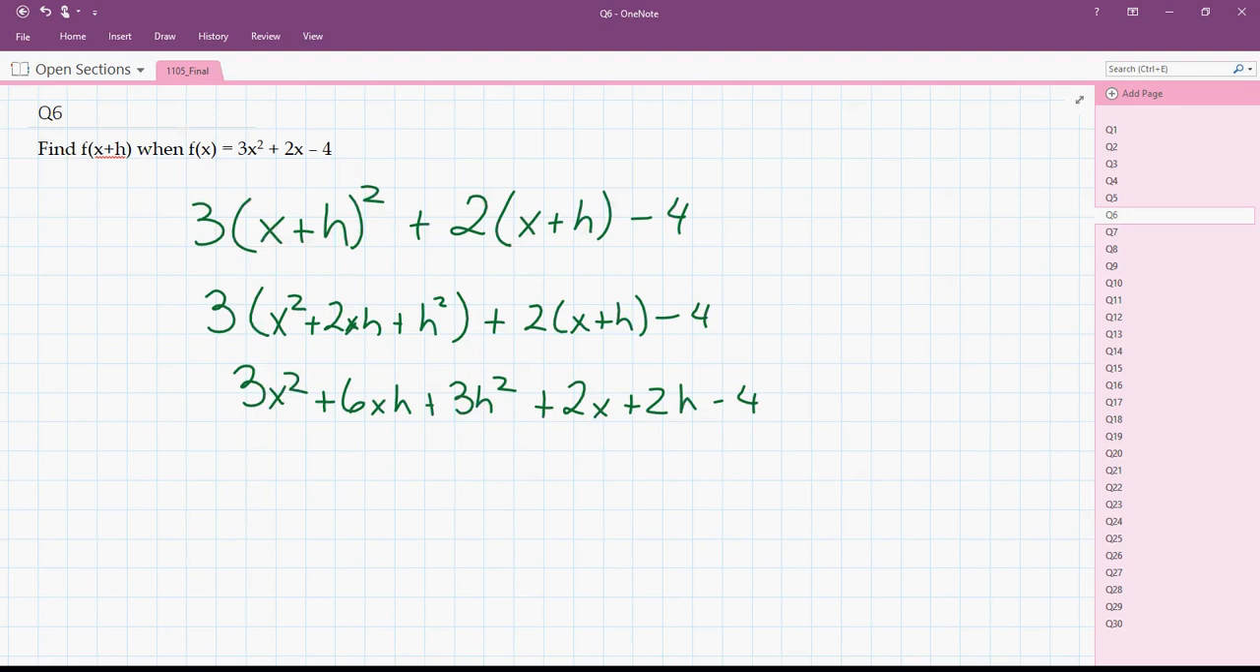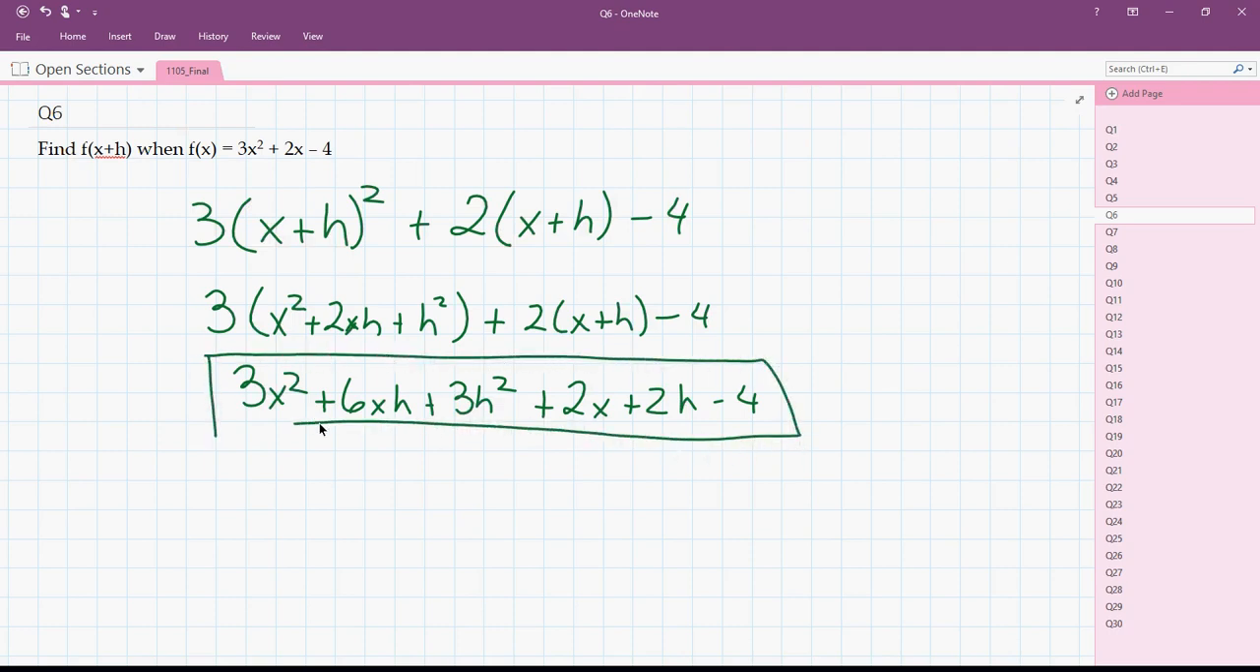So then we try to see if we can do any simplifications. The only real simplifications we can do are if the terms have the same exponents. And here we have a mix of x's, h's, xh's, x squareds, and h squareds. So there's nothing we can actually additively combine. So that will be our final simplified answer.